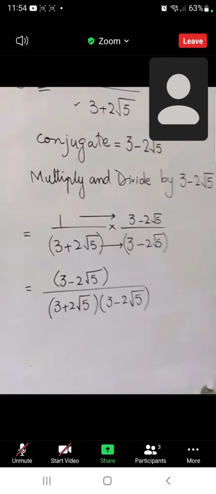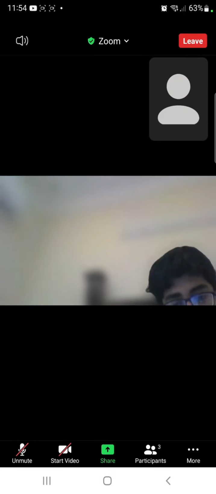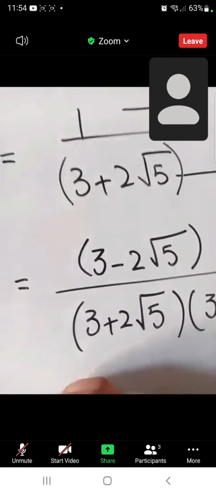Abdullah, can we use any formula here? Yes, ma'am. What is that formula? A plus B, A minus B. Very good. Well done. Now mention the formula here.